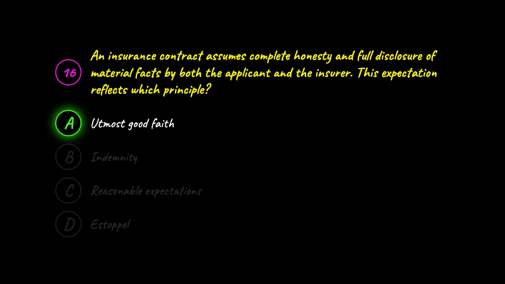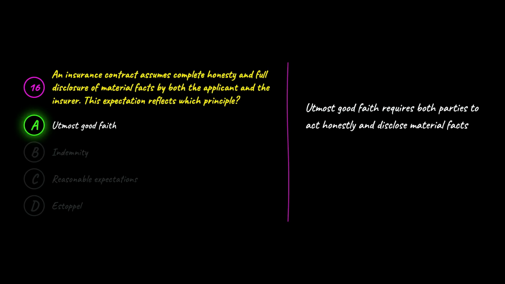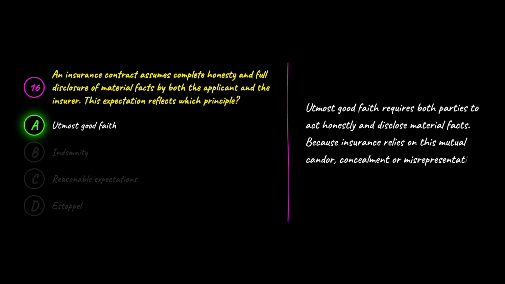The correct answer is A. Utmost good faith. A is correct because utmost good faith requires both parties to act honestly and disclose material facts. Because insurance relies on this mutual candor, concealment or misrepresentation can let the wrong party void the contract.